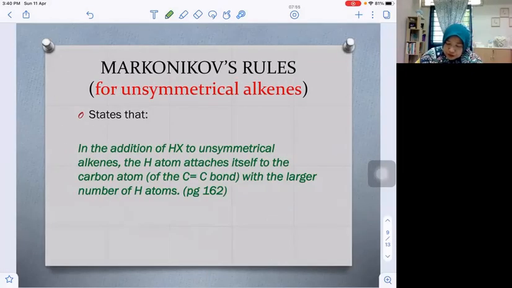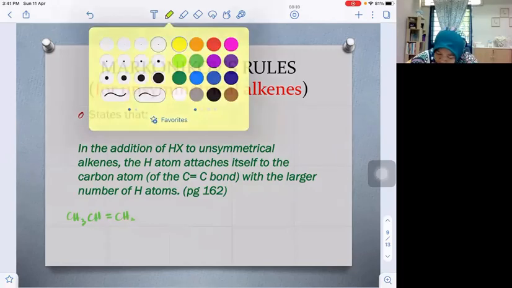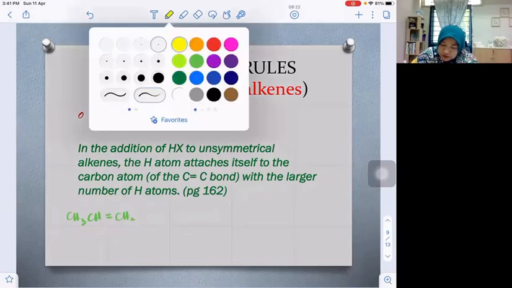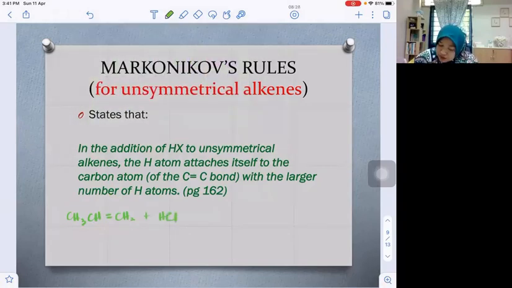Okay, let's try to do the example. If let's say we have propene, CH3CH=CH2. So this is an unsymmetrical alkene. If we try to cut here, the left side is not the same as the right side. That is what we call an unsymmetrical alkene. Then if we react it with HCl at room temperature, now there are two possibilities. Either the hydrogen is attached to this carbon or the hydrogen is attached to the second carbon. So just draw both possible products.